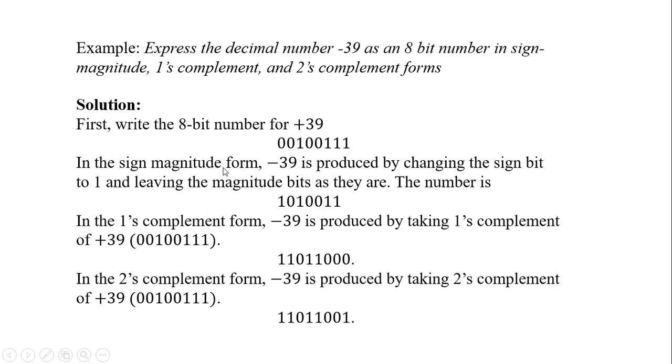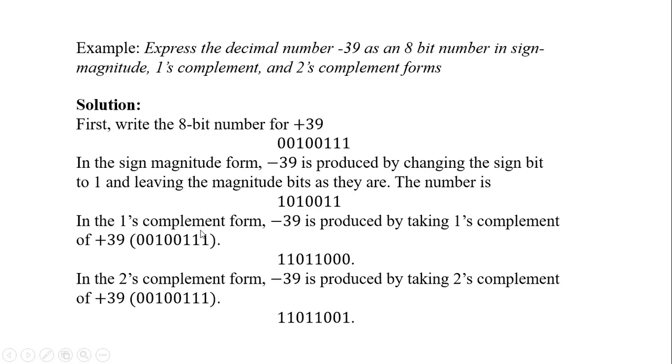In the sign magnitude form, minus 39 is produced by changing the sign bit to 1 and leaving the magnitude bits as they are. So look, the magnitude bits in minus 39 and plus 39 are the same. The only difference is the sign bit. In plus 39 the sign bit is 0 and in minus 39 the sign bit is 1.